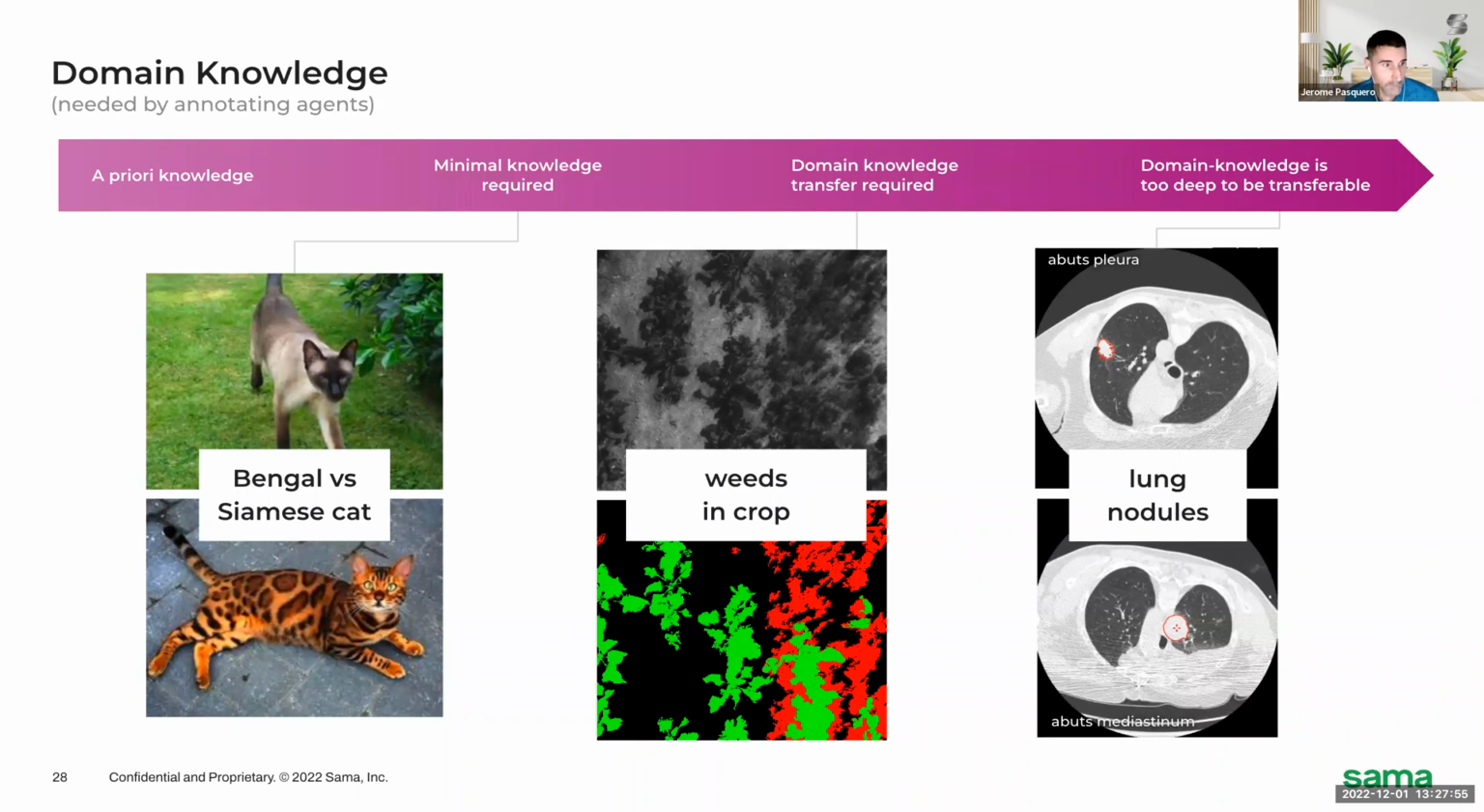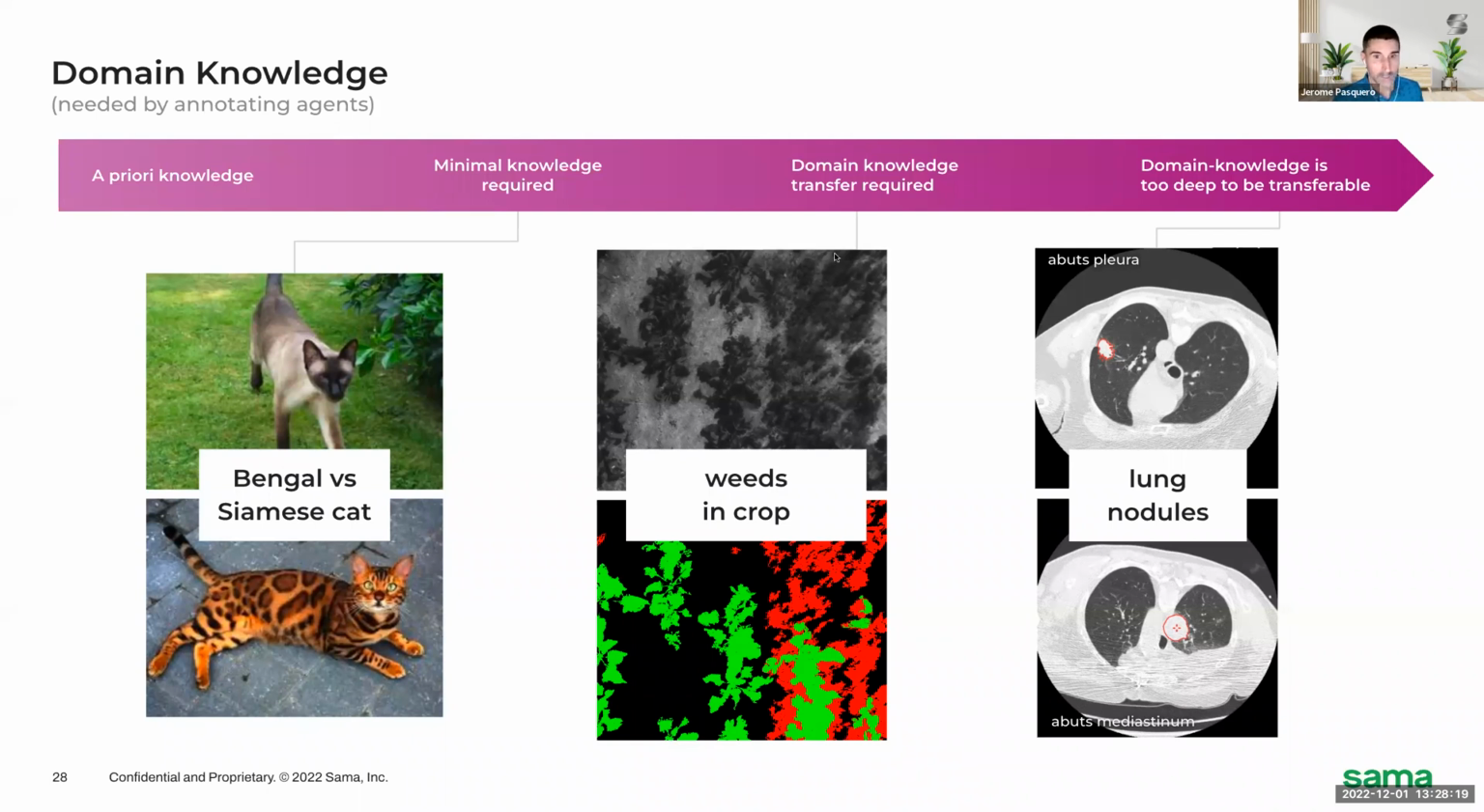Obviously, when you're doing a classification task, for instance, here on the left side, there are things that are very easily learned or that are known from the get-go. Teaching someone the difference between a Bengal cat and a Siamese cat isn't too difficult. In the middle here, you have cases that are a little more difficult, but where the domain knowledge that is required is transferable, and it is doable.